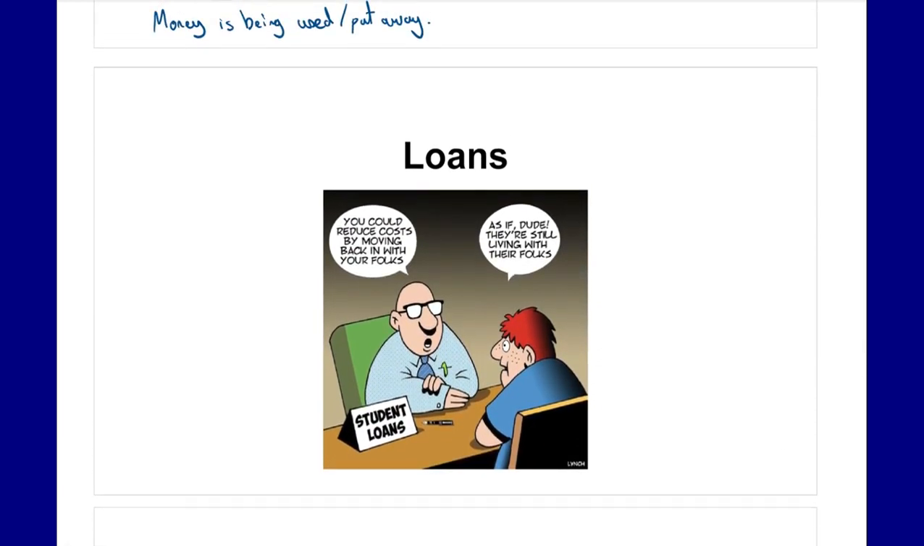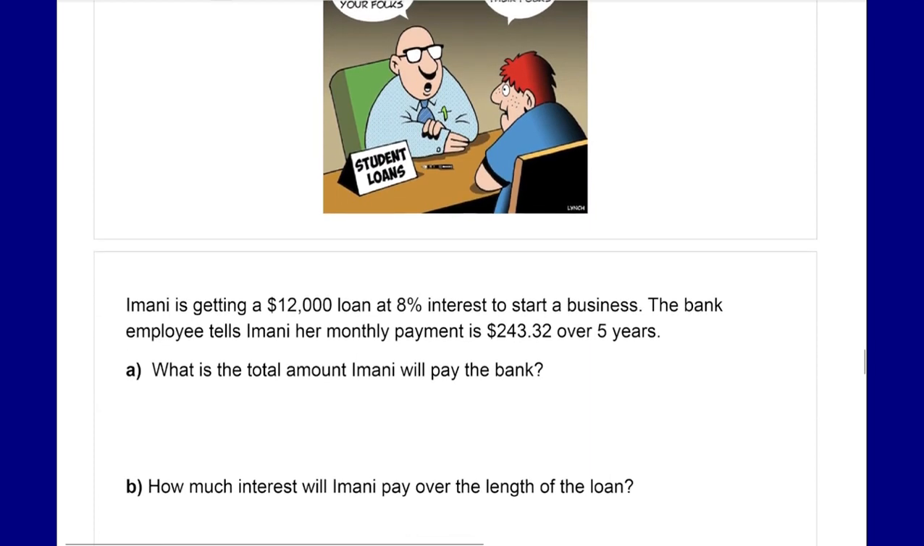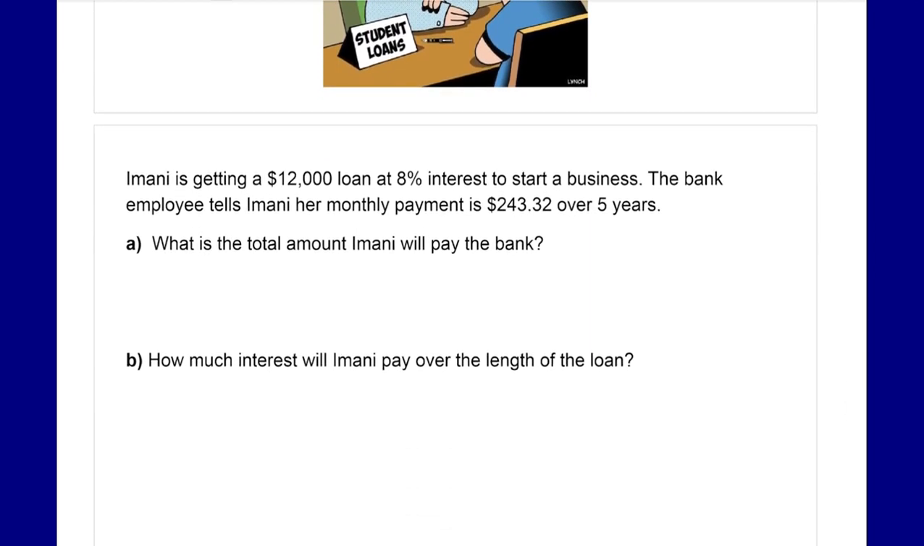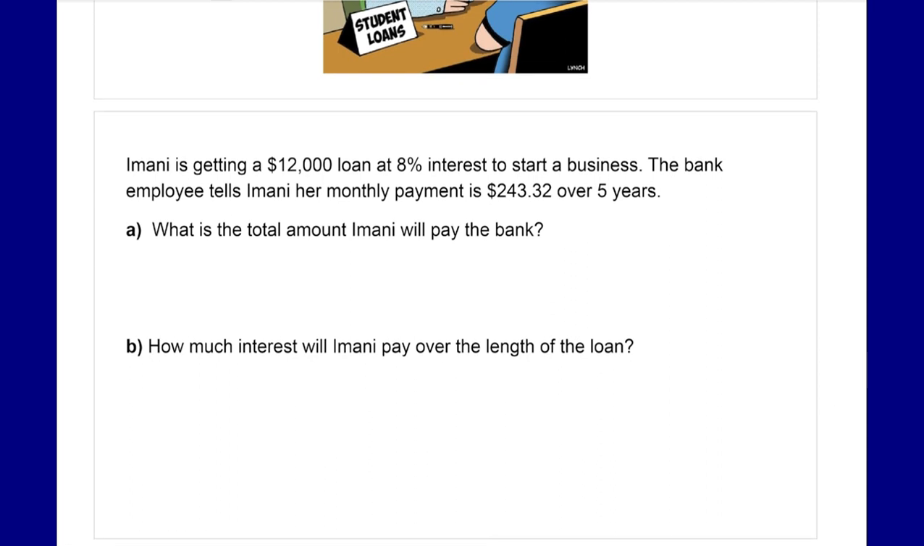So with those budgets, hopefully you come up with a good budget. Hopefully you're able to budget your money, knowing what you can spend it on, needs and wants and things like that. However, sometimes that's not the case, or sometimes the things we want are just too big and we need to take out loans. So let's look at a quick example. Imani is getting a $12,000 loan at 8% interest to start a business. The bank employee tells Imani her monthly payment is $243.32 over 5 years. So what is the total amount that Imani will have to pay the bank?